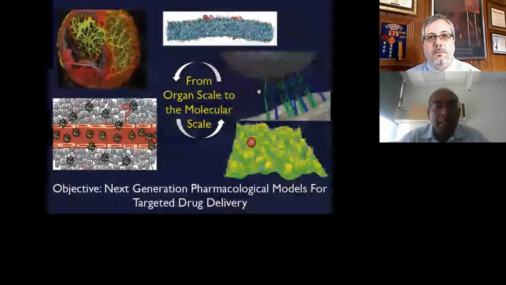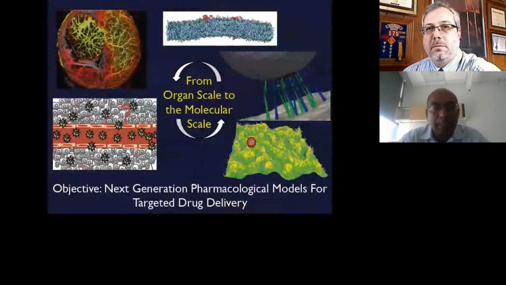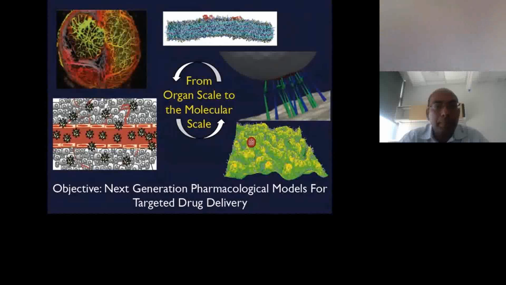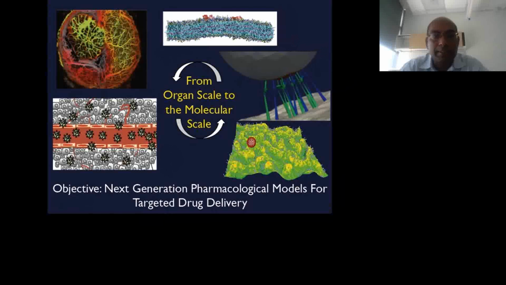So the main objective, at least the long-term objective for us, is to develop what we call next-generation pharmacological models for targeted drug delivery. We are focusing on, of course, the molecular scale, because that's where the specificity comes from. But we want to build models that can take the molecular scale predictions all the way up to the organ scale, such that they can directly relate to in vivo experiments, or maybe even be synergistic with clinical predictions and things like that.